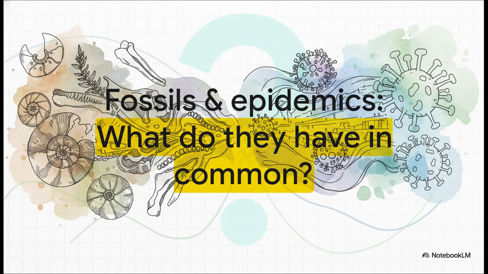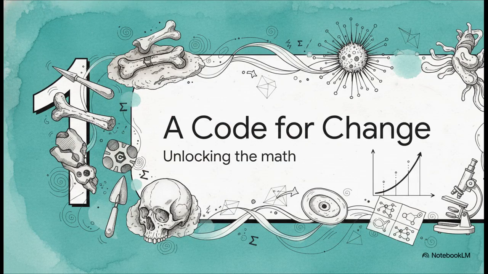Yeah, it totally sounds like a riddle, doesn't it? But the answer? Well, it lies in this one really elegant mathematical model. It's what scientists use to look way back into the past and, believe it or not, even predict the future. And that's because this model is basically a universal code for change.